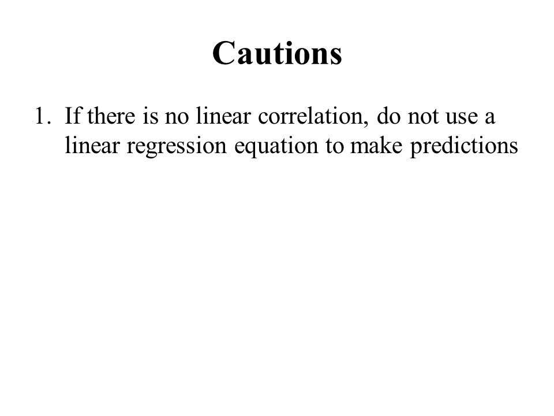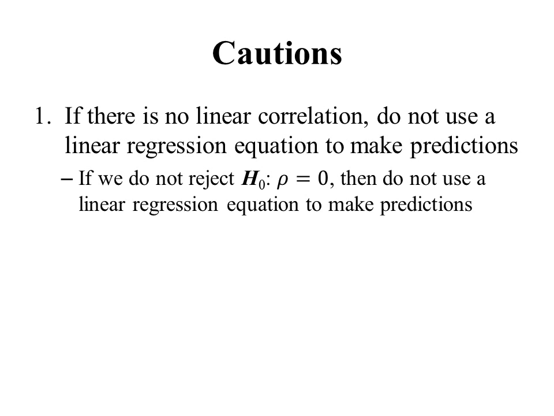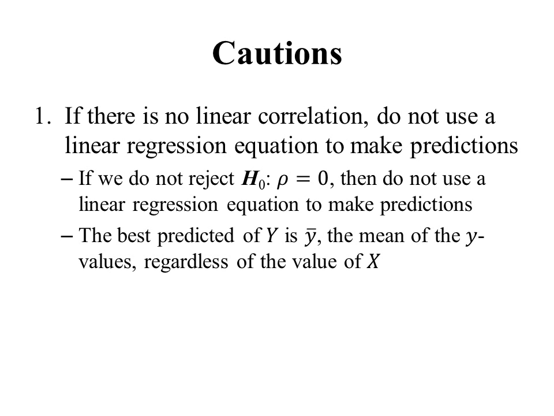So first caution here is that if there is no linear correlation in the population, then do not use a linear regression equation to make predictions. So specifically, if we do our hypothesis test and we do not reject the null hypothesis that rho equals 0, then that means there is no linear correlation in the population, so we should not use a linear regression equation to make predictions. So how could we make predictions?